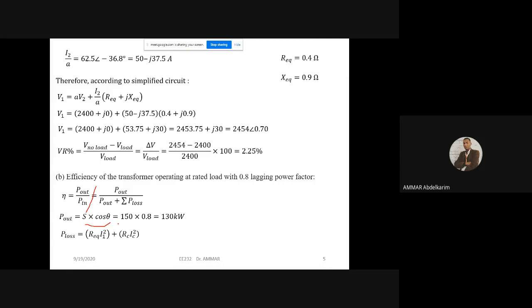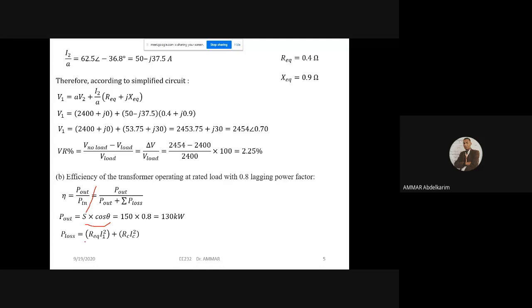The sum of losses equals to what? Equals to the core losses plus the copper losses. Since here we don't have the measurements, in some problems they give us the measurements of the no load state and short circuit states. Here we don't have those measurements, but we can calculate them.